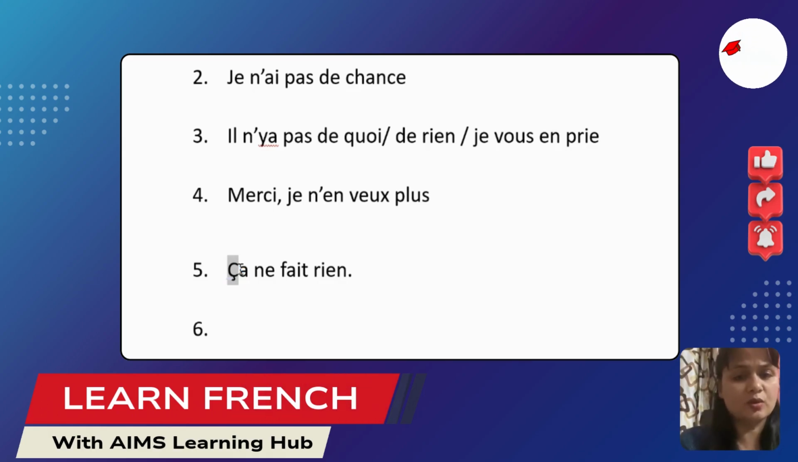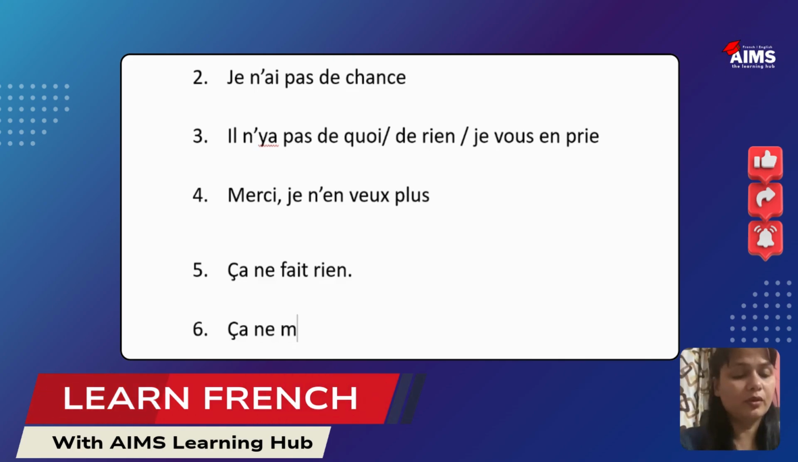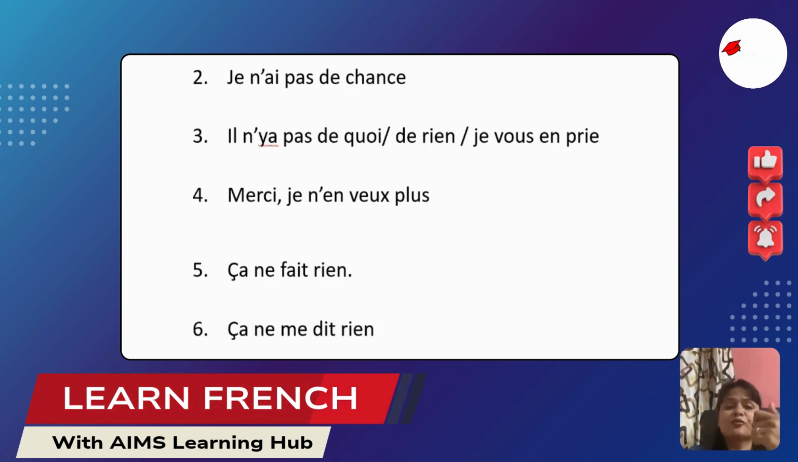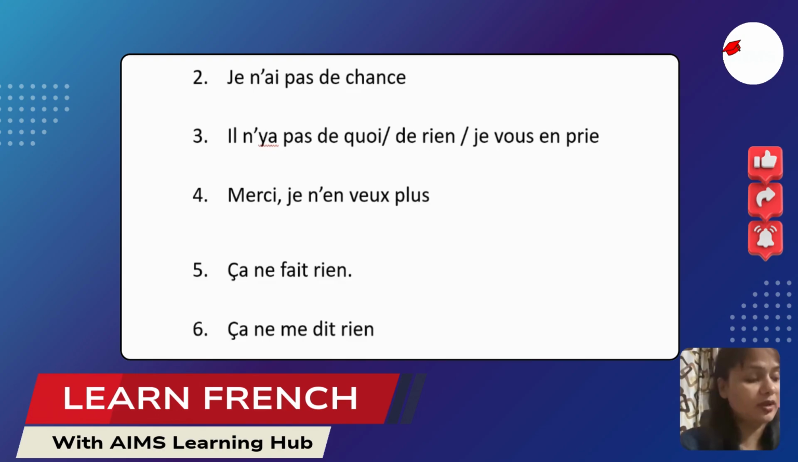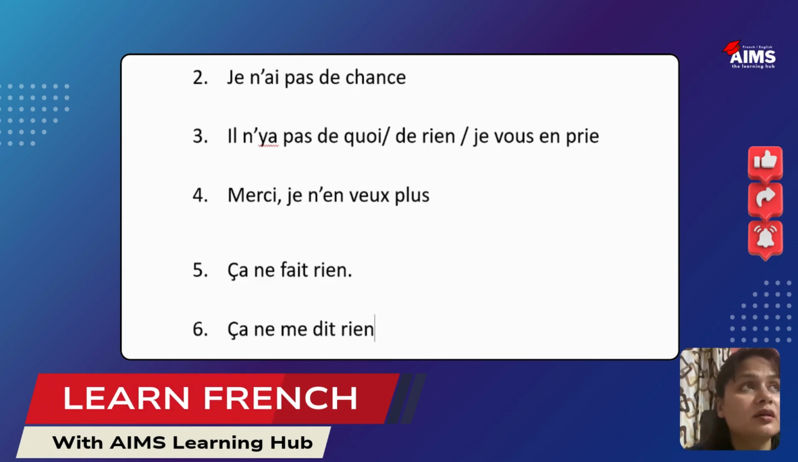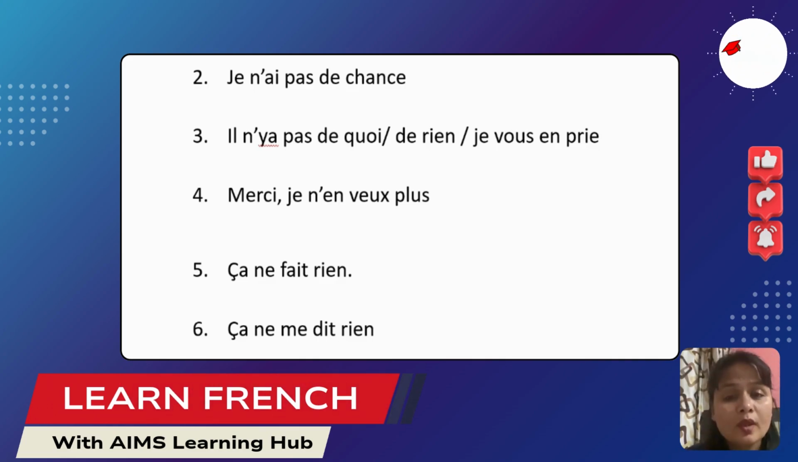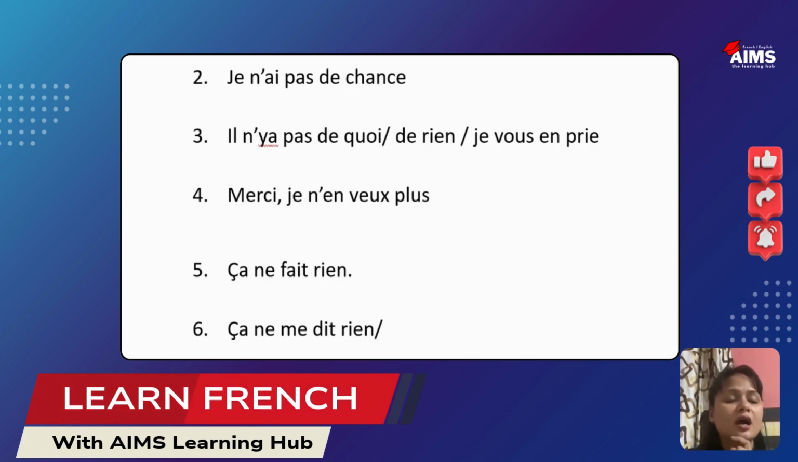The next one is also ça ne me dit rien. Okay. Ça ne fait rien, clear? It doesn't matter. Ça ne me dit rien, we use for that doesn't appeal to me. Here, this is the negative expression. I would like to introduce one more thing here, that is a positive one. I'm just using that example to make you understand.